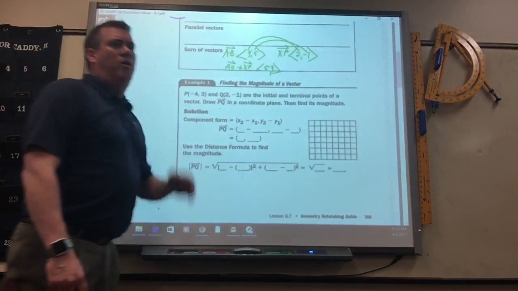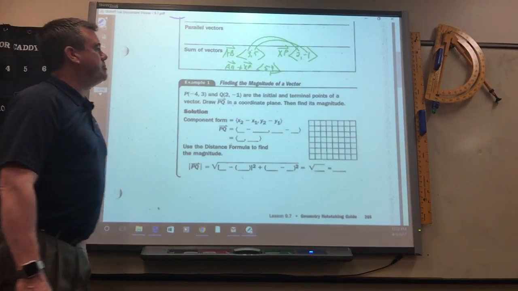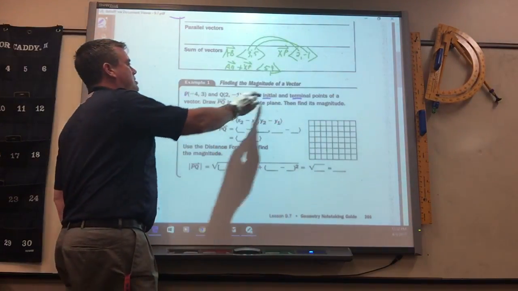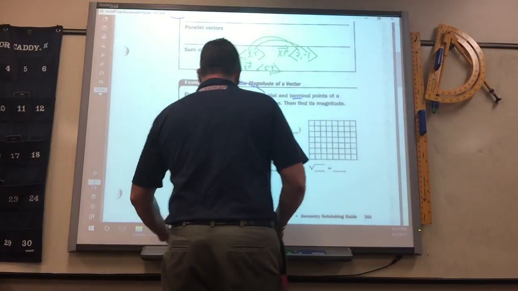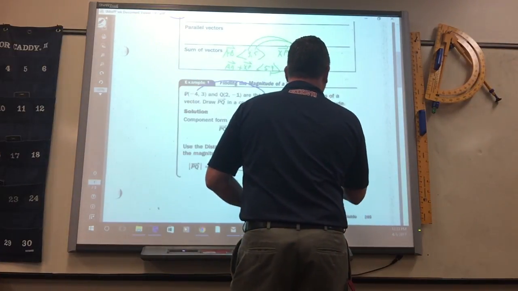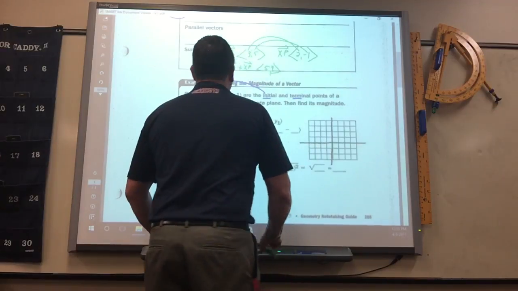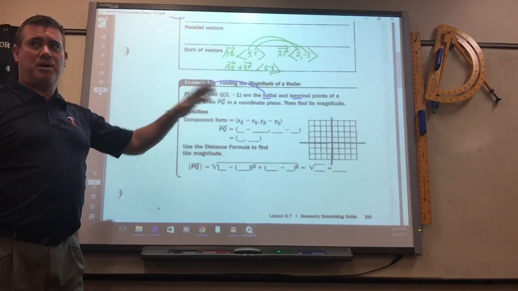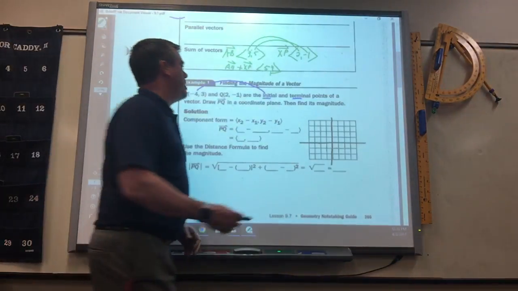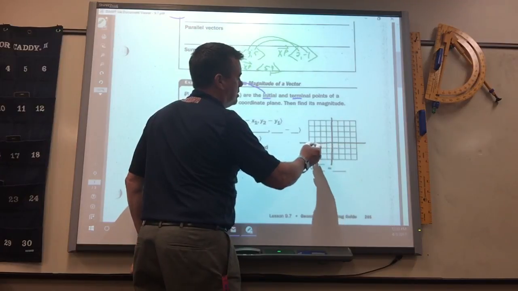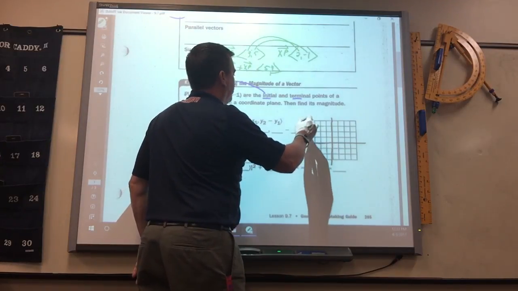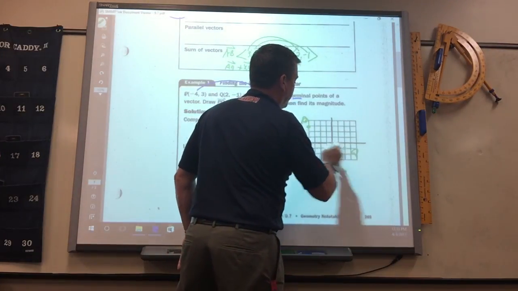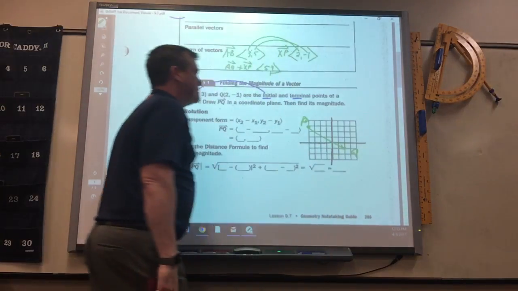Okay, sorry, I interrupted. So in this one, they've got P and Q as the initial and terminal points. So P is the initial. When we take the test later this week, you're going to have a problem just like this. You're going to be given 2 points. You have to graph them. P is left 4, up 3. Q is 2 over, 1 down. And then you draw in the vector like that. Okay?